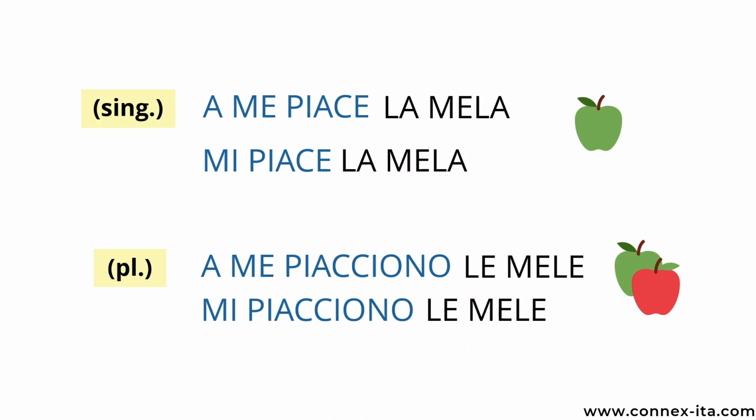In the first phrase, the apple, la mela, is singular and hence if I like it, I have to say a me piace la mela or mi piace la mela. In the second example, instead, I use the plural form of the noun mela, and so I need to change the verb as well. A me piacciono le mele, or mi piacciono le mele.